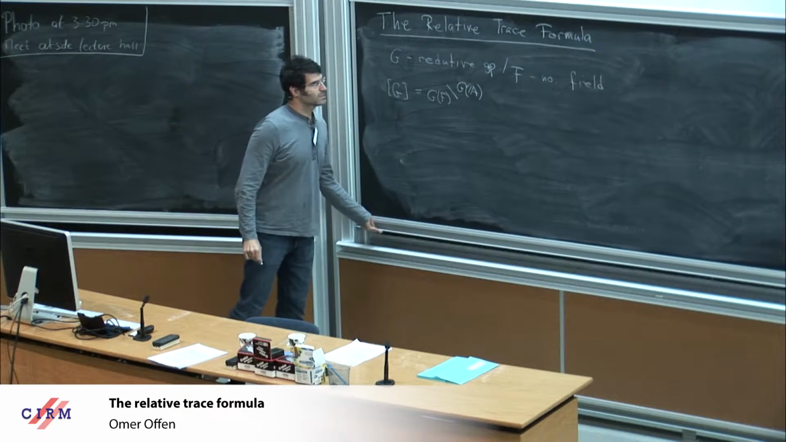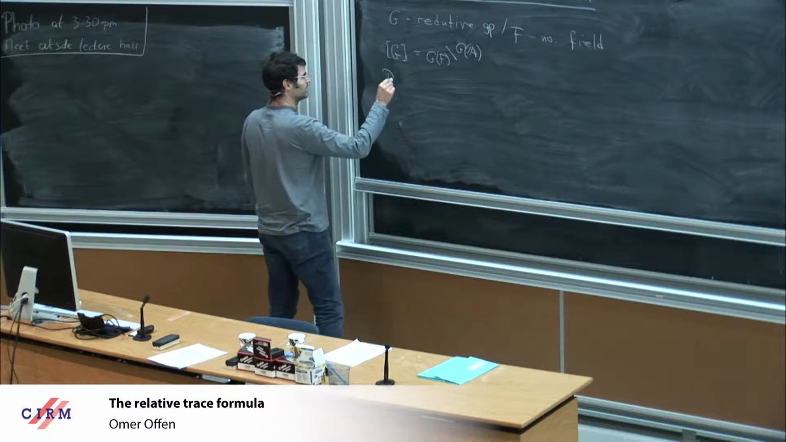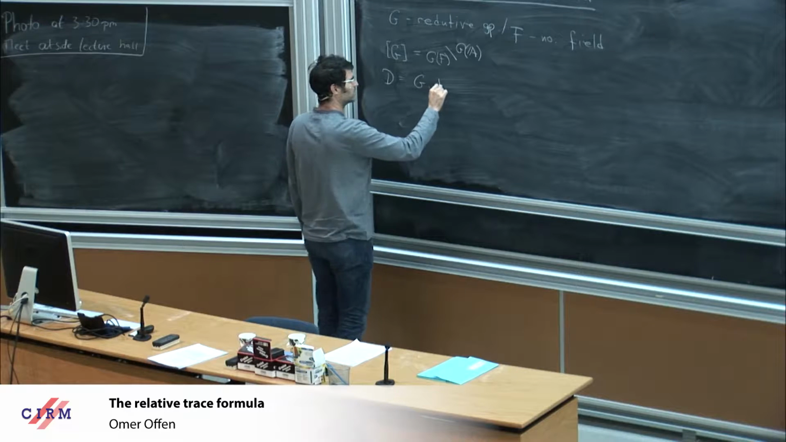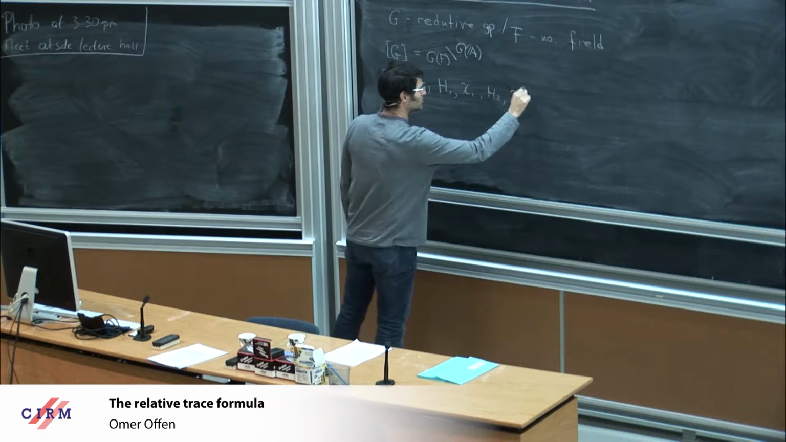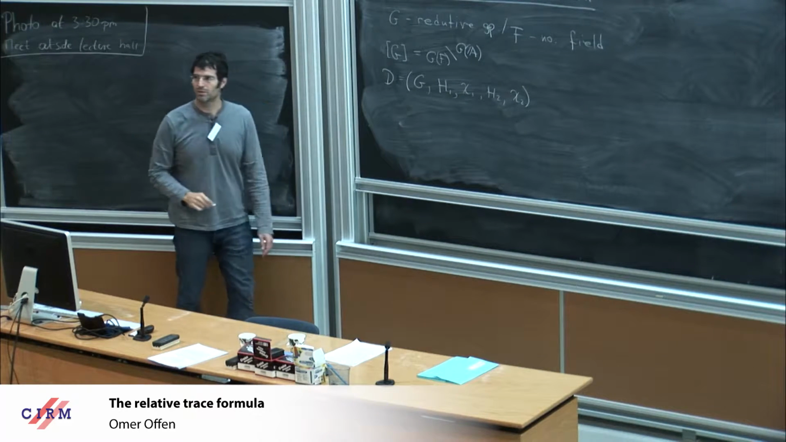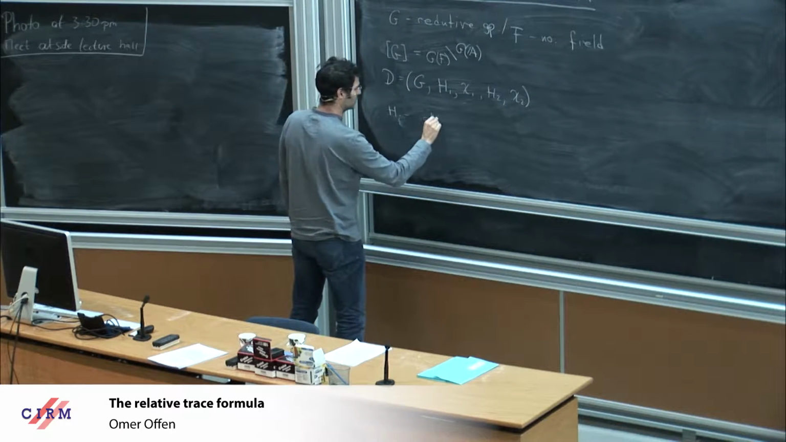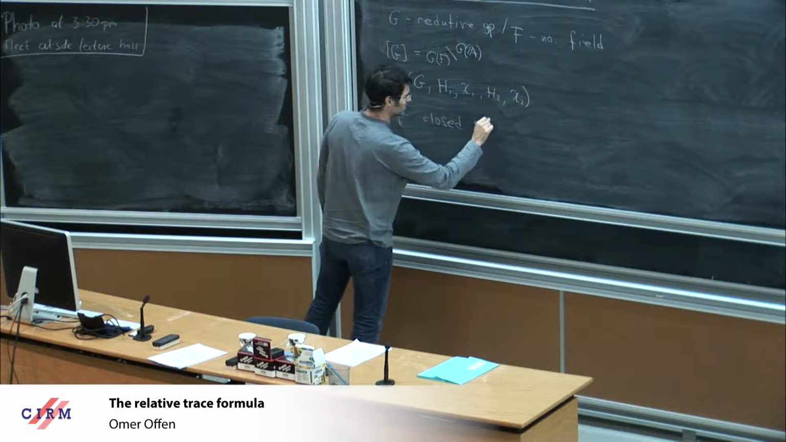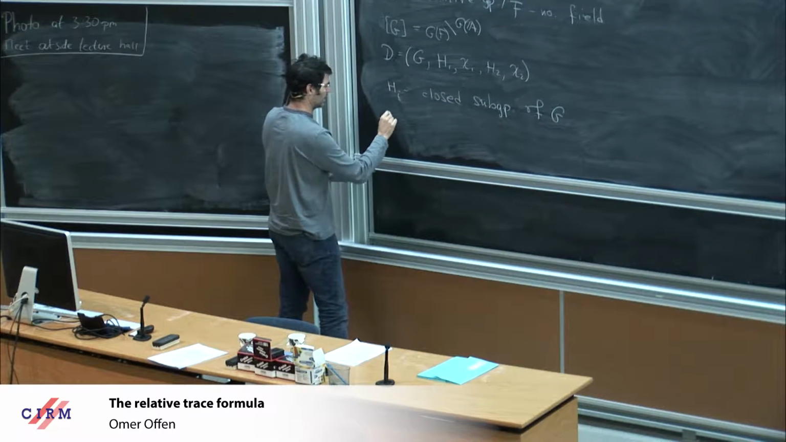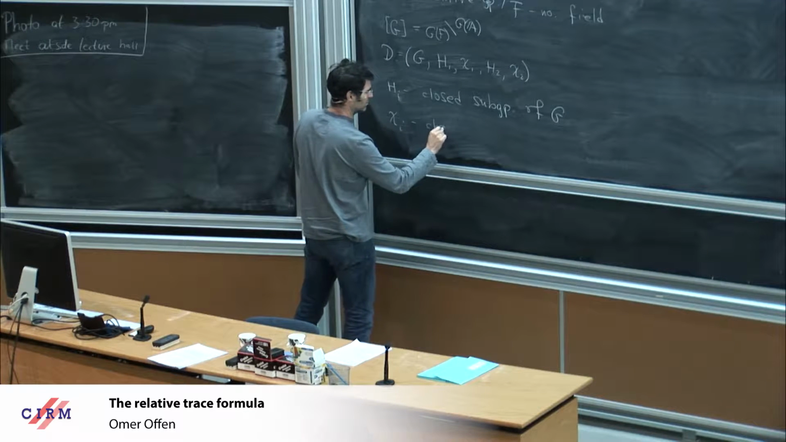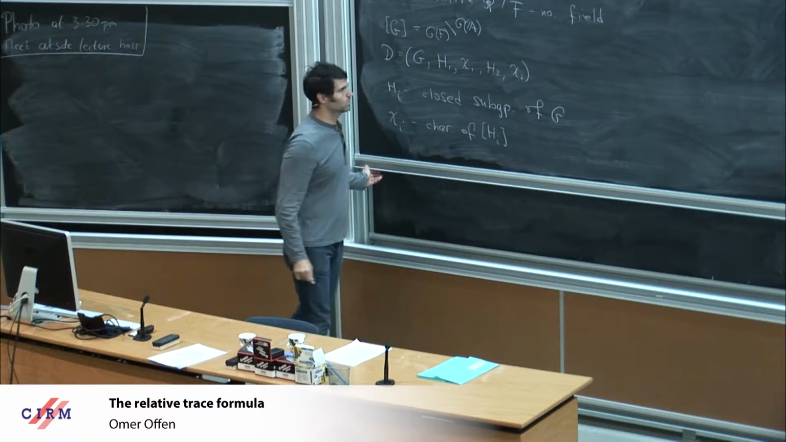Okay. So what is the data that's coming into the relative trace formula? So the data is a 5-tuple. The group G and two subgroups, each of them coming with a character on them. So Hi is a subgroup. It's a closed subgroup. And Chi is a character of the automorphic quotient of Hi.